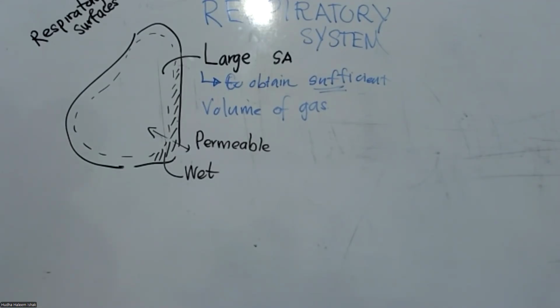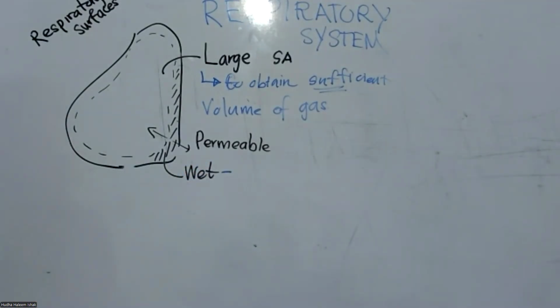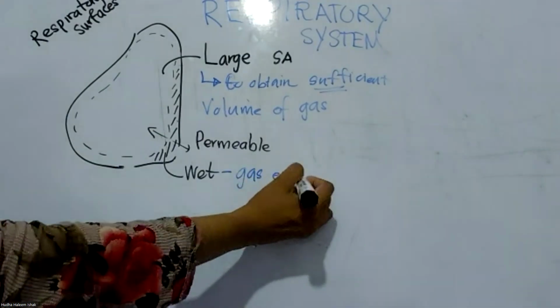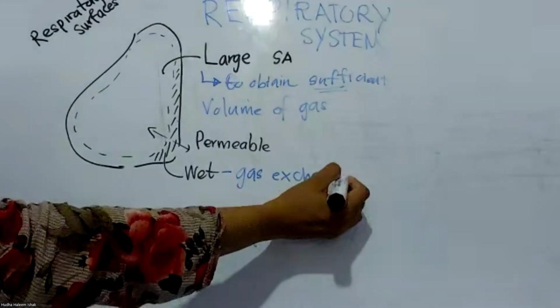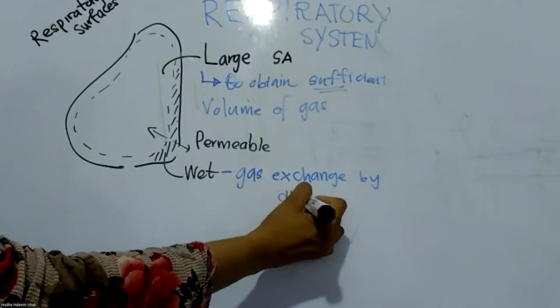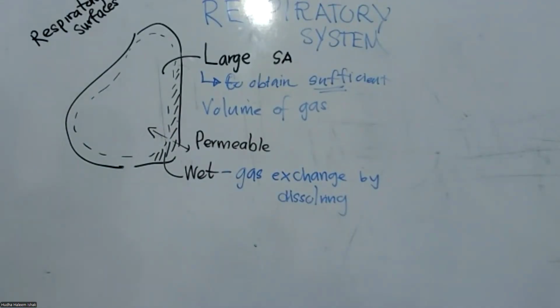So being wet is advantageous for sufficient, efficient gaseous exchange by dissolving. So when it is wet, this gas exchange will take place very efficiently by dissolving. Gas exchange by dissolving. Okay, when this is wet, gas exchange will occur by dissolving.